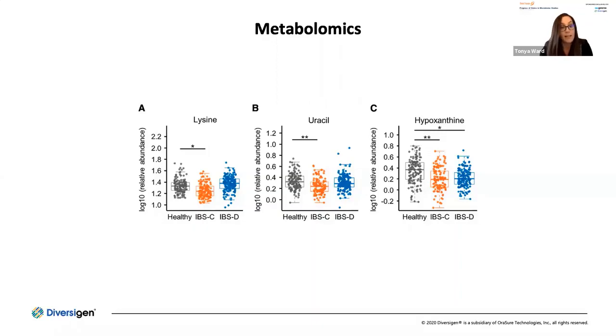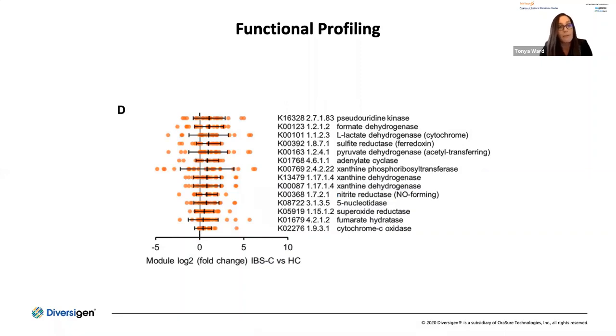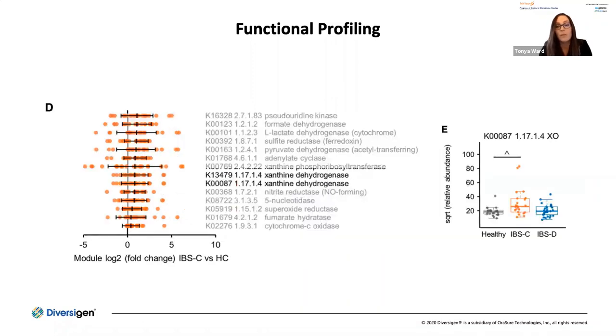So the next thing that we looked at in terms of all of our omes for this study was the functional profile that we derived from the shotgun metagenomics that we did on the stool samples. So because it's shotgun sequencing, we're able to get a really accurate representation of the genes within the bacteria in the microbiome. So what we found was that there are two types of xanthine degradation enzymes that were in fact in higher abundance in IBS patients, including xanthine dehydrogenase, which is this KO87 in the KEGG hierarchy.